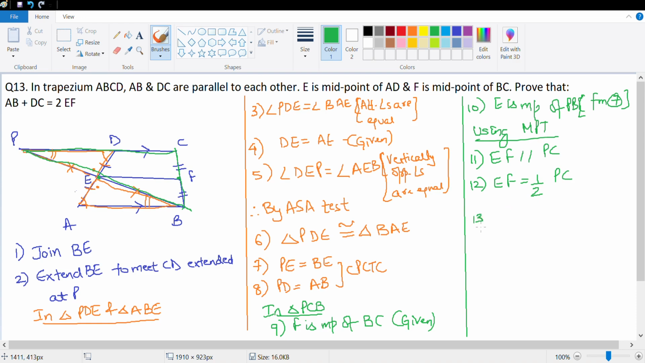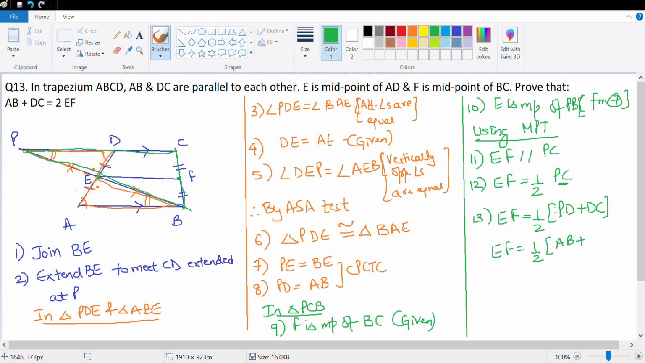Now I already know that PC is equal to PD plus DC. So let me just write PC as PD plus DC. So from 12, what I get is EF is equal to half of, instead of PC, I'm writing PD plus DC. And I have EF is equal to half of, instead of PD, I write AB.